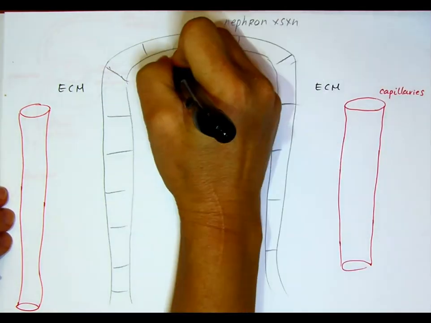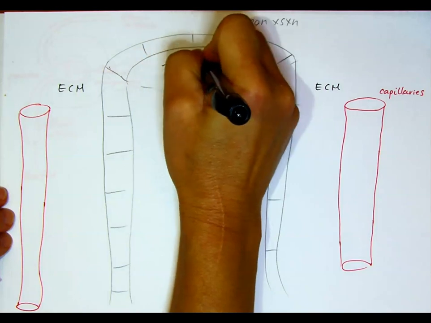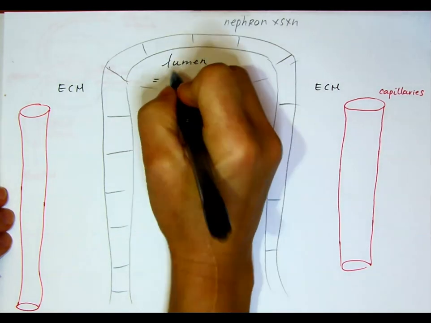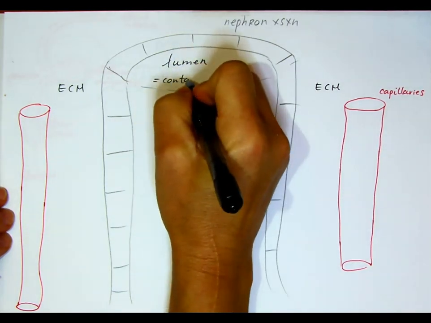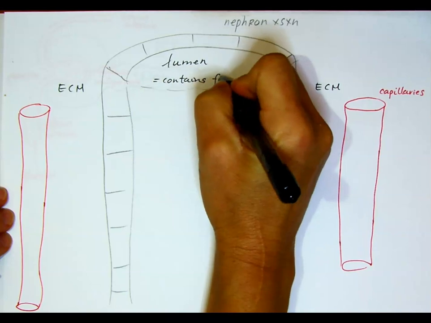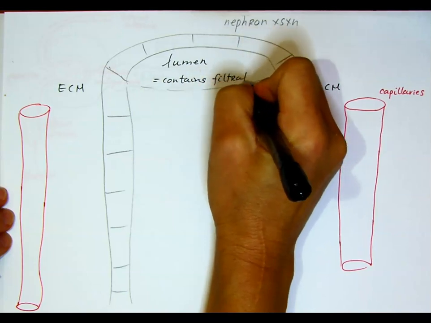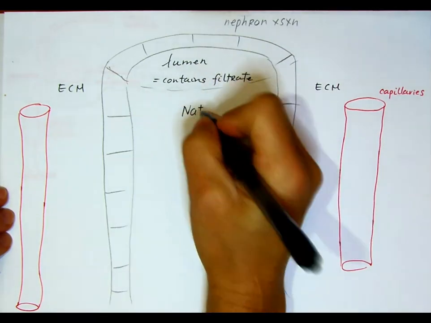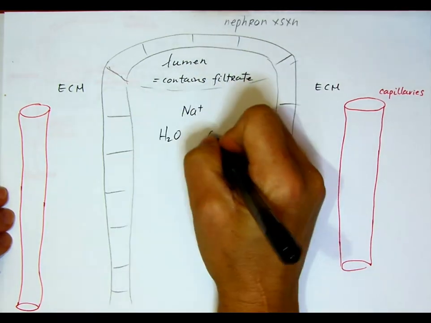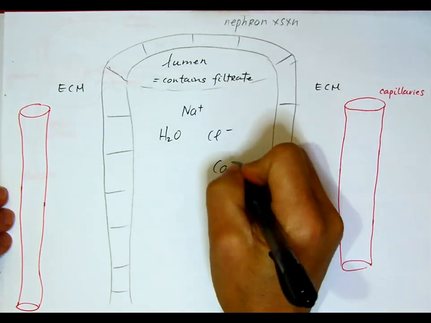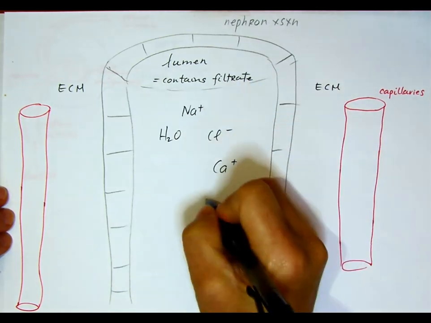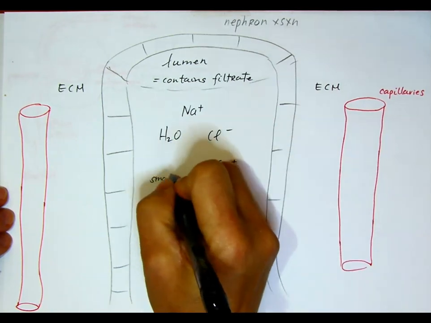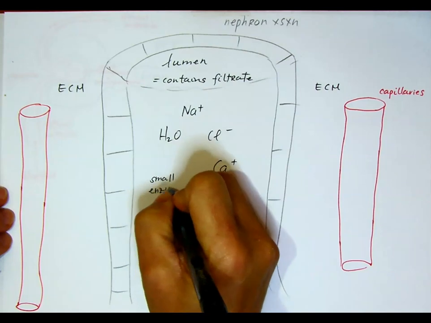Now this area here, this is the lumen. Remember, the lumen is an empty space, okay? Empty space of a tube. And it's going to contain filtrate. What does that mean? Small molecules. Okay, so I got some sodium in here. I got water. I got chloride ions. I have calcium ions. I have small enzymes. I have small amino acids. What else do I have? Oh my God, glucose. Can't forget glucose.